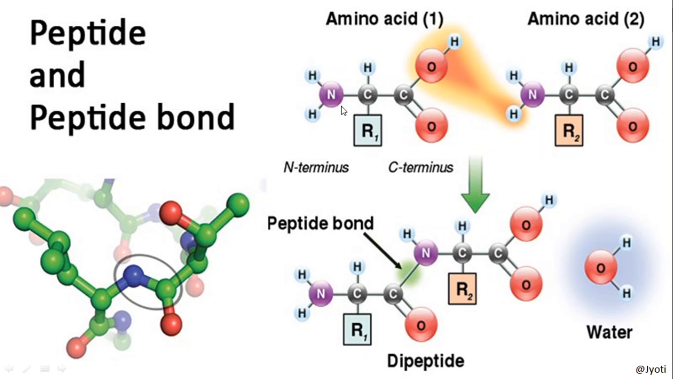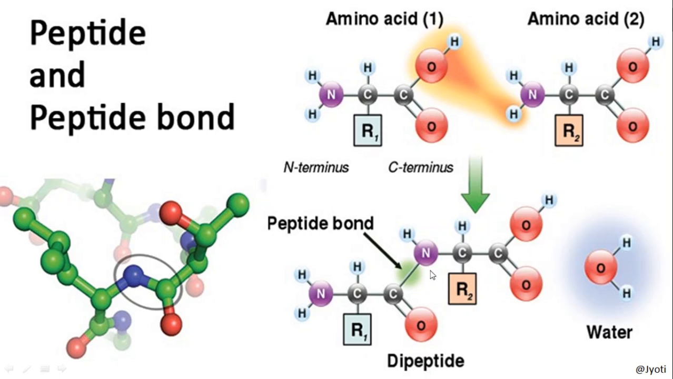Now, in an amino acid, at this end, N is present. Amino group is present. So this is called N terminus. And this is called C terminus because at this end carbon is present. So this also you have to remember. Now what happens? These 2 amino acids join together to form a polymer by a peptide bond. Now how does it take place?